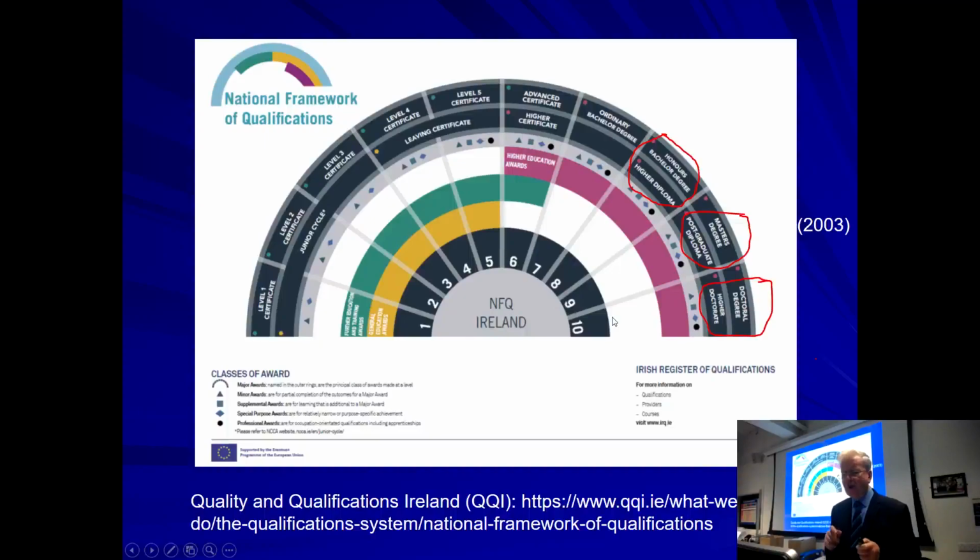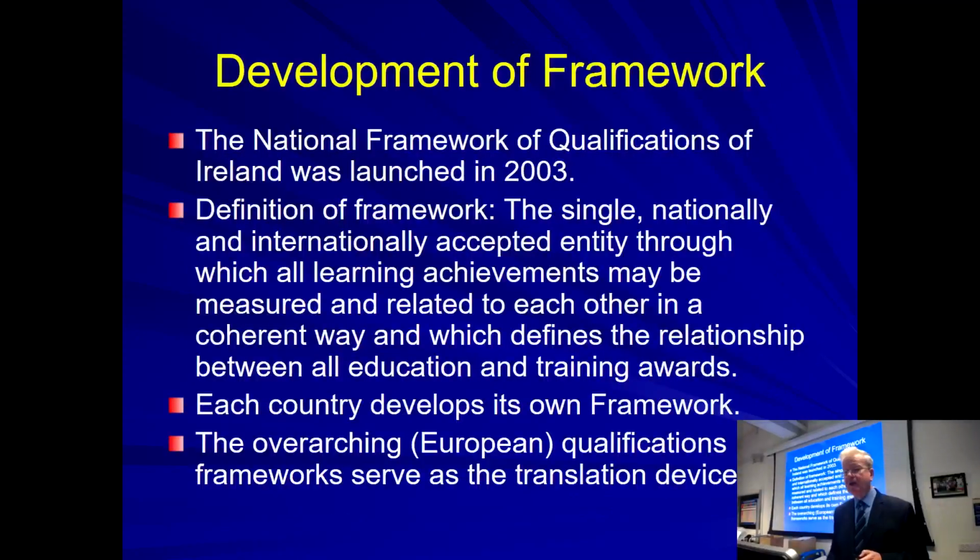So, the rest of them need not concern us in this talk, but as you can see, it goes right down to leaving certificate and to junior cycle level. Now, this was developed in 2003. Remember, Bologna was only in 1999. So our framework was developed in a very fast manner, perhaps too fast, as we shall see. And that's the definition of the National Qualifications Framework.